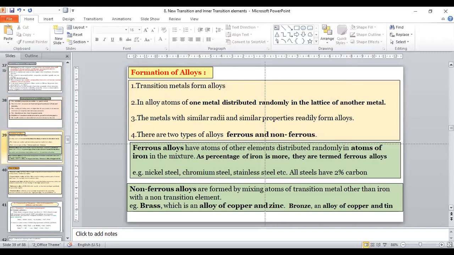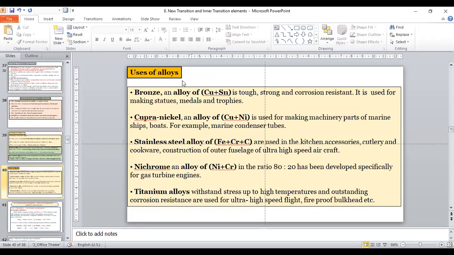Then alloys are also important for MCQ purposes. What is meant by bronze? What is meant by brass? What is stainless steel? What are these alloys? So the uses of different alloys are also given here. Bronze alloy is a combination of copper and tin. This is cupronickel. The uses are also given here.